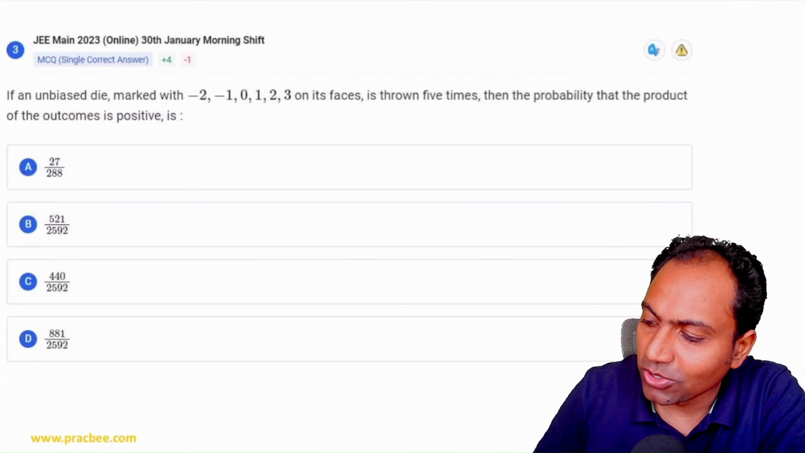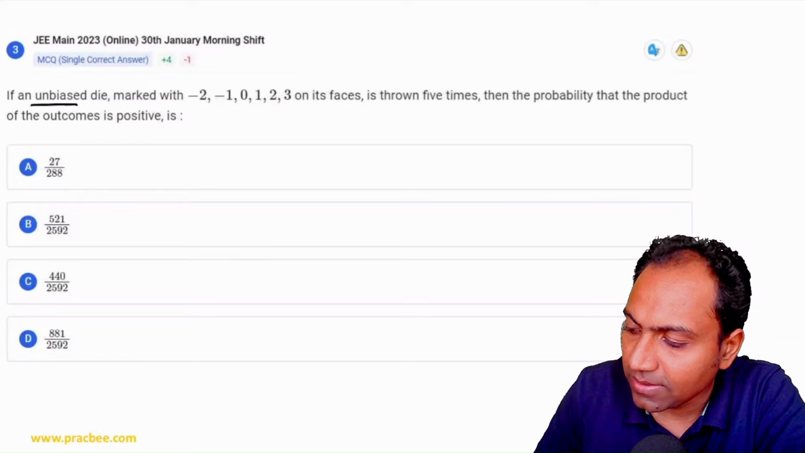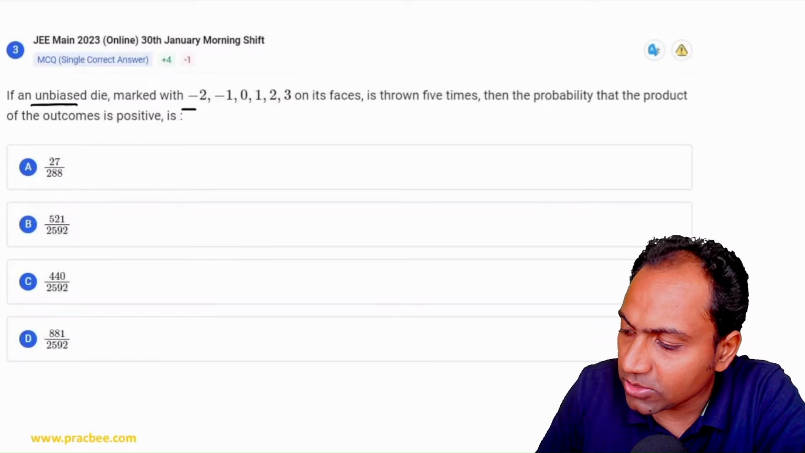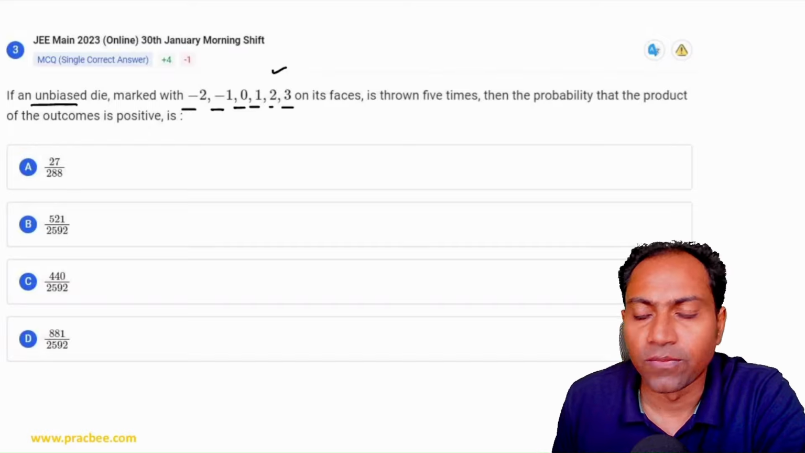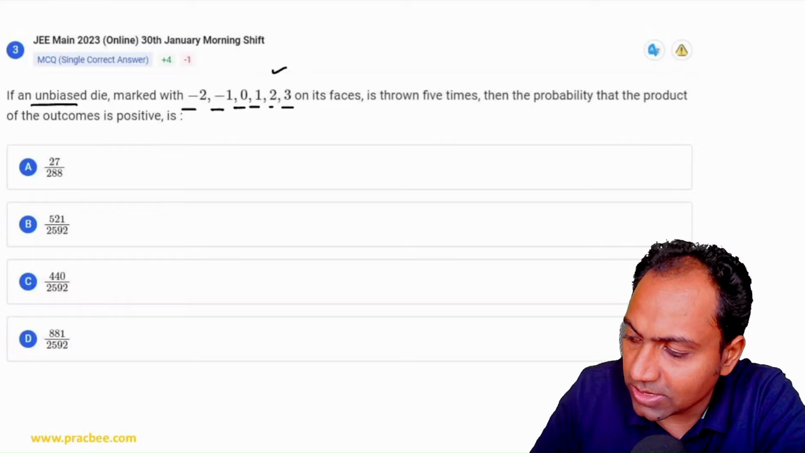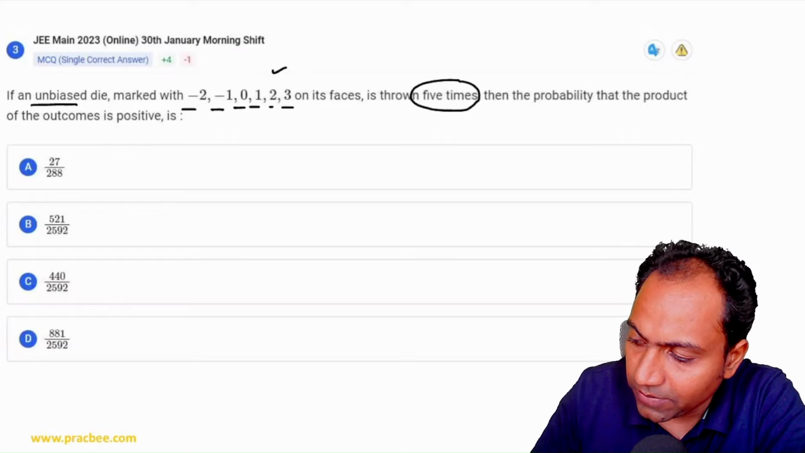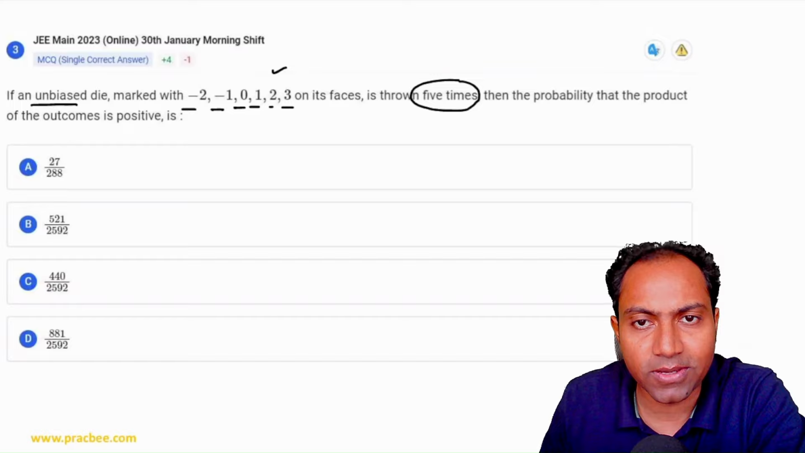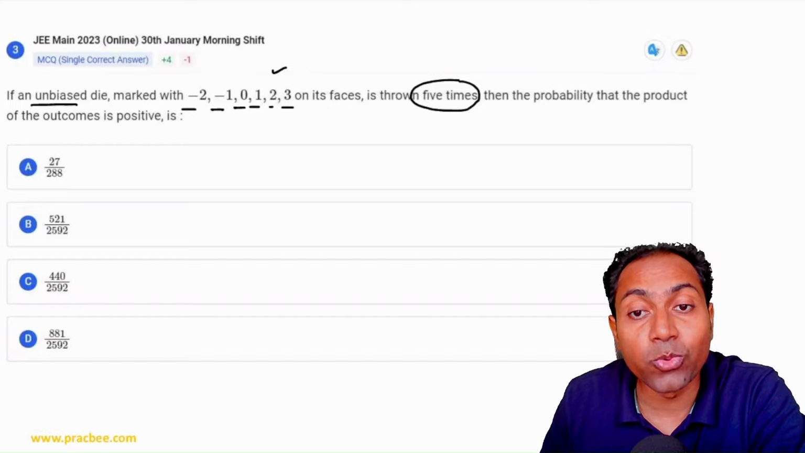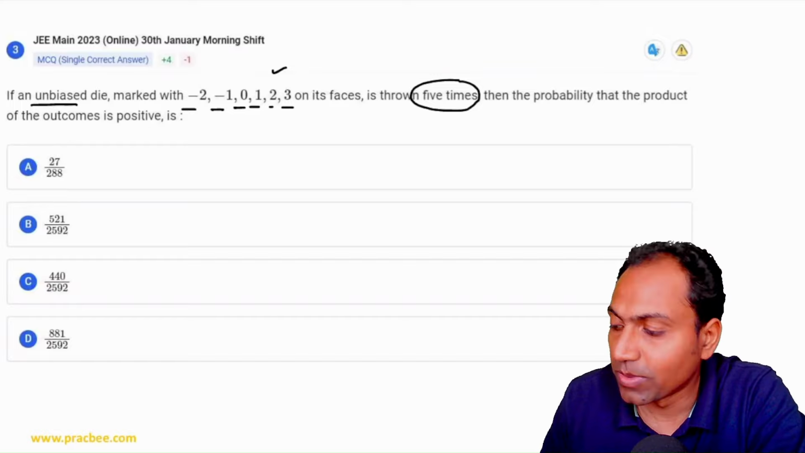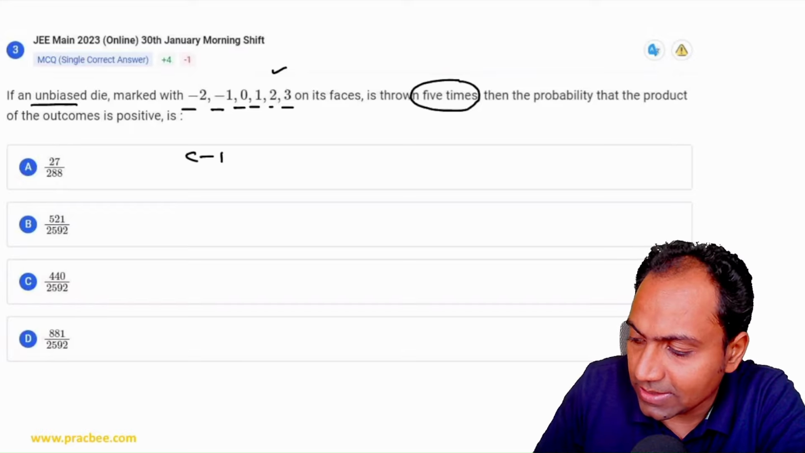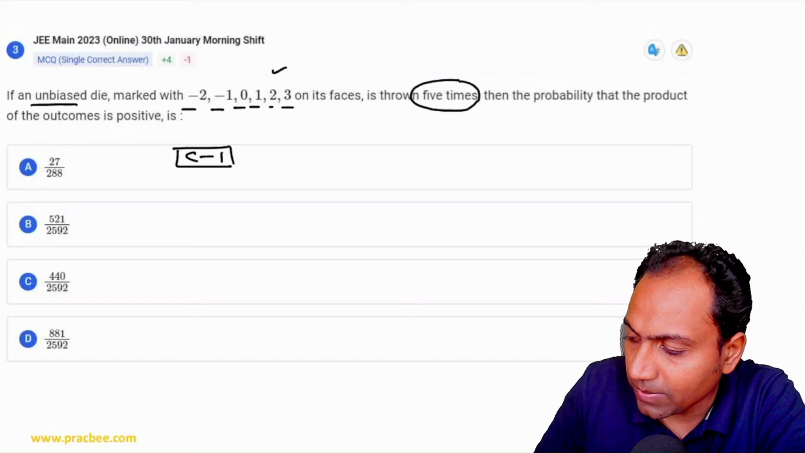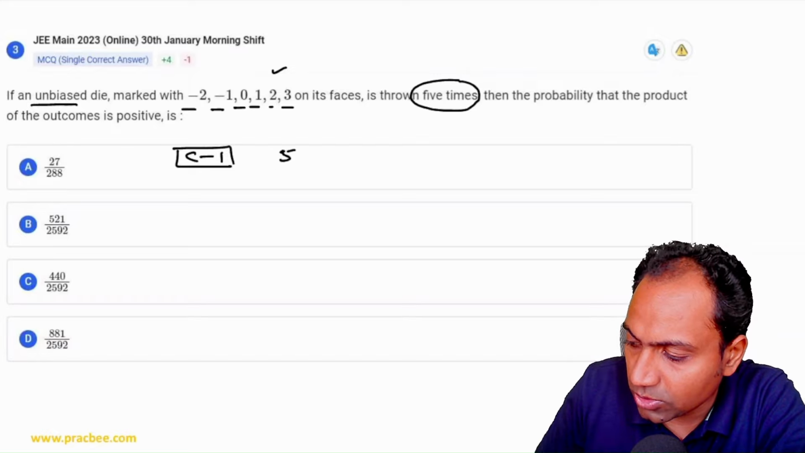This question talks about an unbiased die on whose faces there is -1, -2, 0, 1, 2, 3. These 6 numbers are written on its faces. What they're asking is, if I throw this same die 5 times, any one of these 6 numbers will appear. The product of the outcomes of these 5 throws needs to be positive. So see, this can only happen in these 3 cases. The first case would be when all of them are positive. So all the 5 throws give me 5 positive numbers.